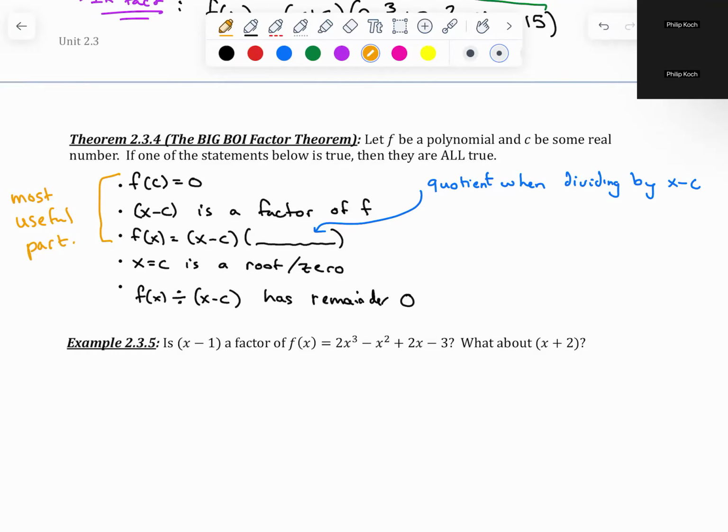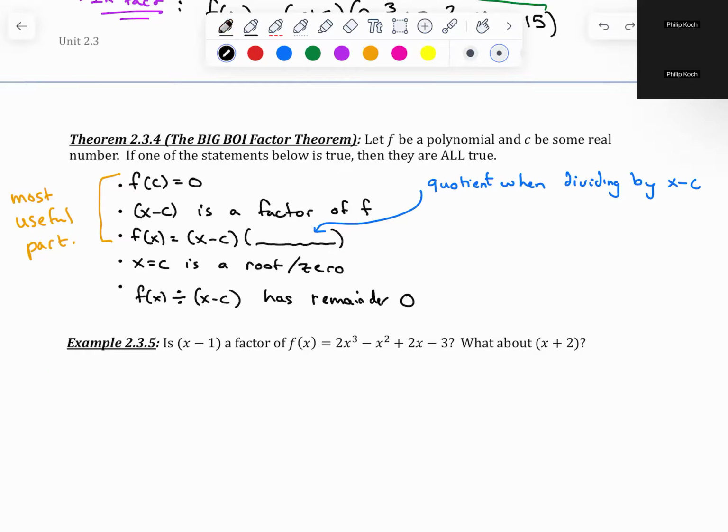What about x plus 2? If we're asking whether or not that's a factor, that's x minus negative 2. So if we find f of negative 2 to be 0, then yes, it would be a factor. But what I probably should ask in this problem is, if so, factor it. So we're going to use the remainder theorem.